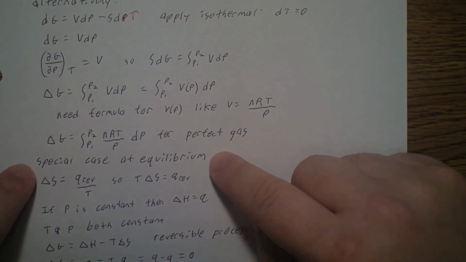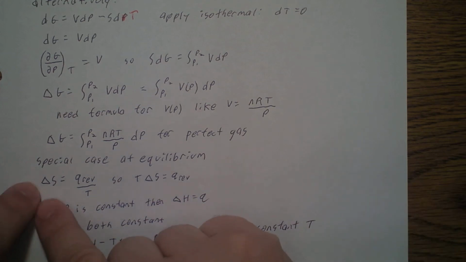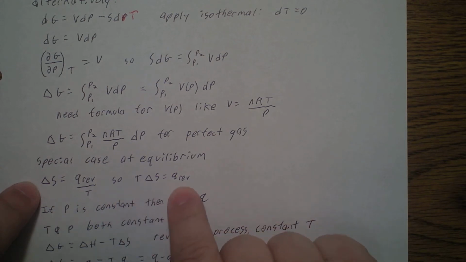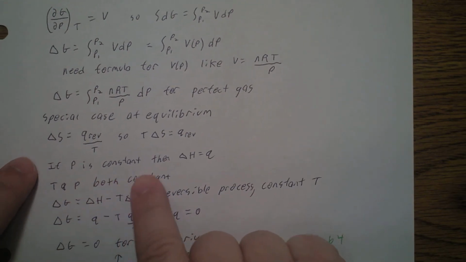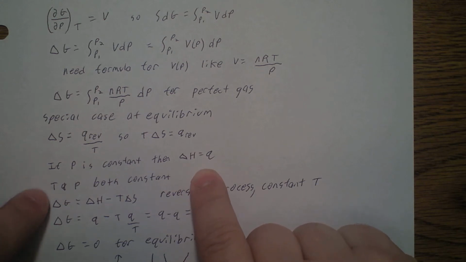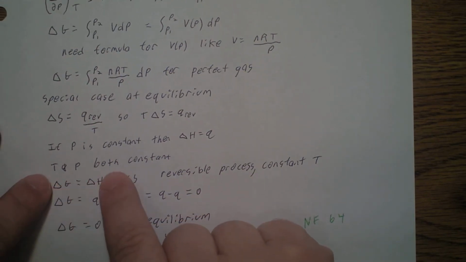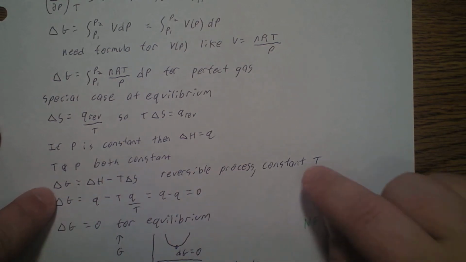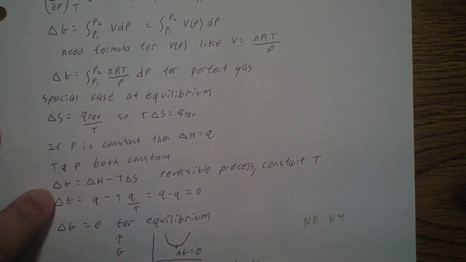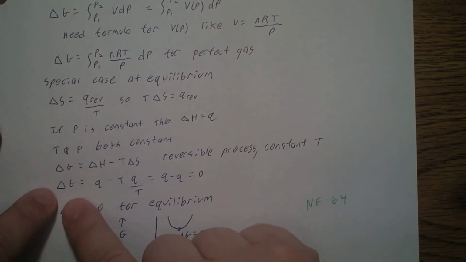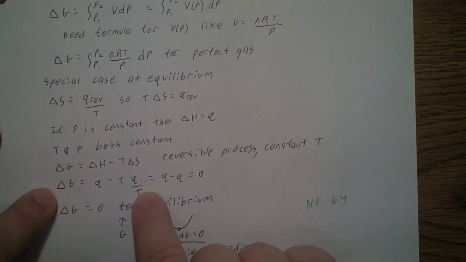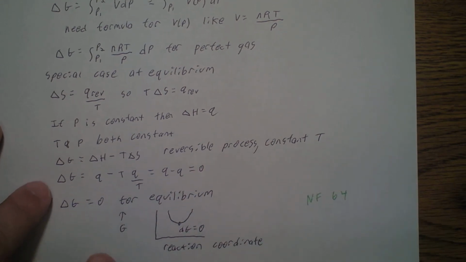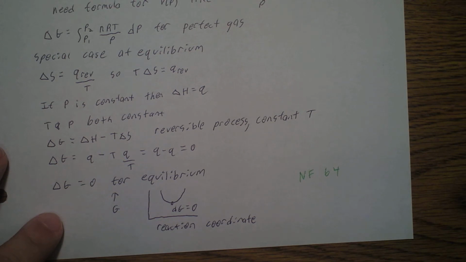Now, there is a special case at equilibrium. The change in entropy is equal to Q reversible over T. So T delta S is equal to Q reversible. If P is constant, then delta H is equal to Q. So if we have temperature and pressure both constant, then delta G is equal to delta H minus T delta S. But this is only for a reversible process and constant T, because we pulled that out. So delta G is going to be equal to Q minus T times Q over T. The T's cancel out, the Q's cancel out, you end up with delta G equal to 0. So when you're at equilibrium, delta G is equal to 0.